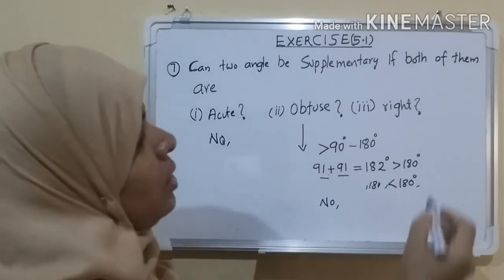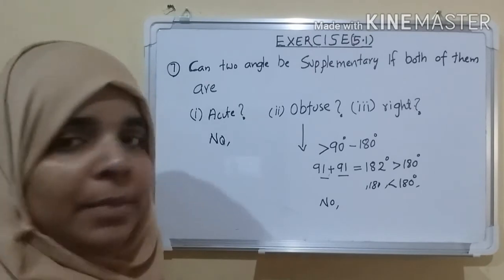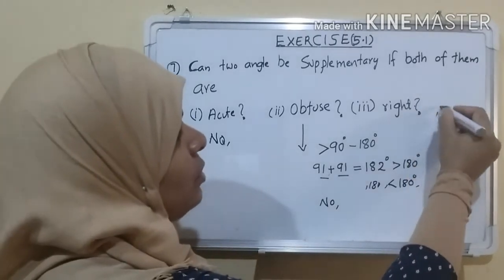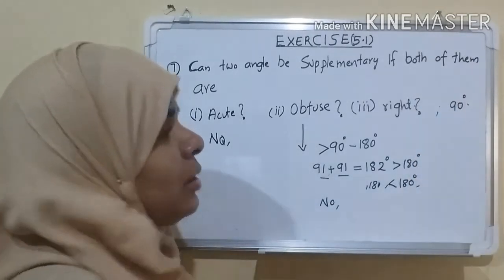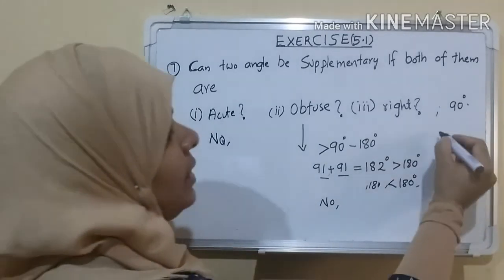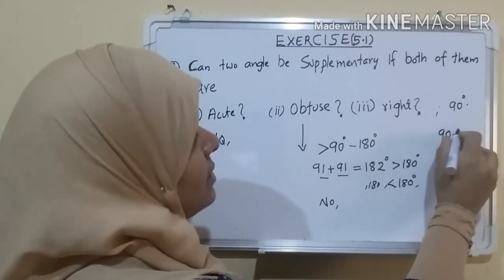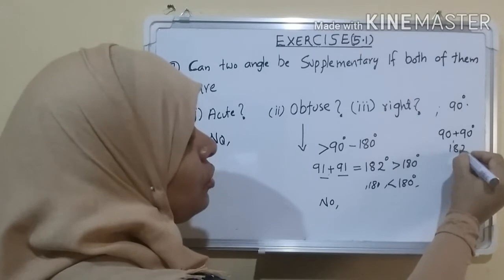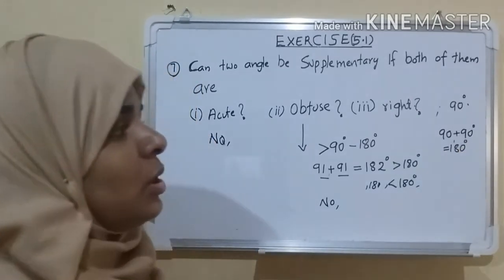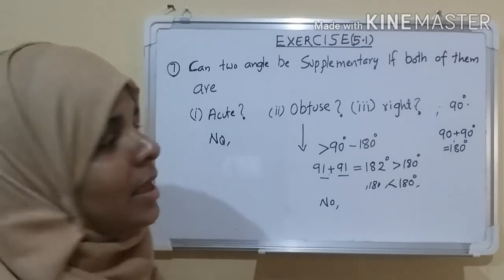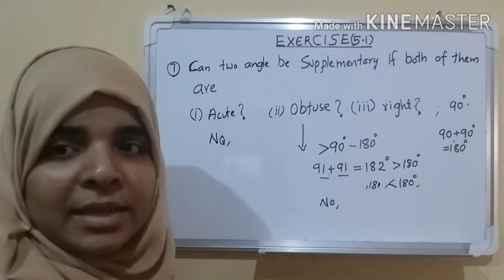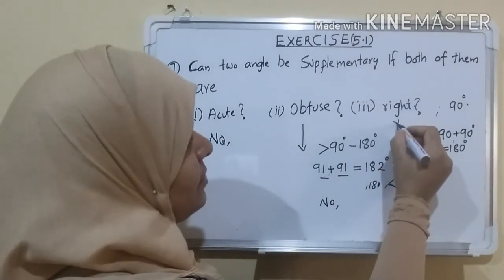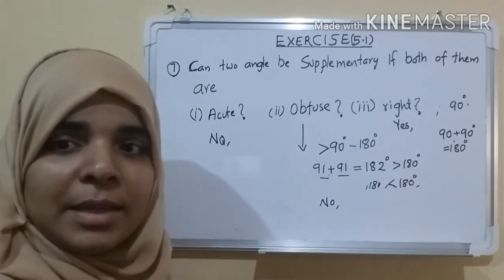Then let us go to our third question. If two right angles make a supplementary angle. We know what a right angle is. Yes, the angle whose measurement is 90 degrees is called a right angle. Here we have taken two right angles. So what is the sum? 90 degrees plus 90 degrees is equal to 180 degrees. So from this sum we can say that two right angles always make a supplementary angle. So the last one's answer is yes. Two right angles make a supplementary angle.